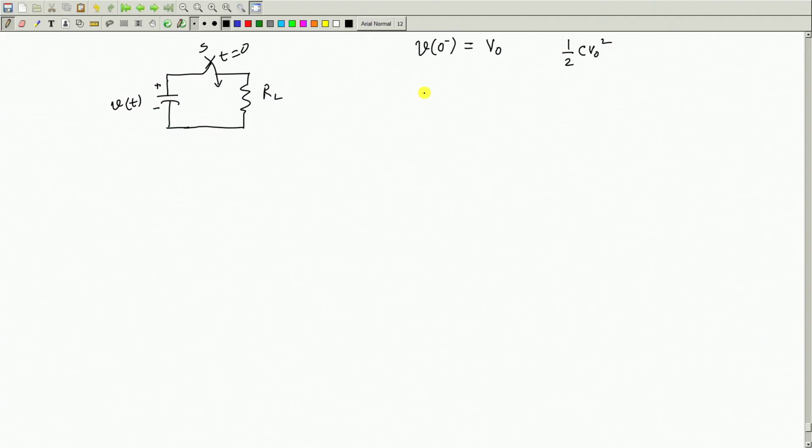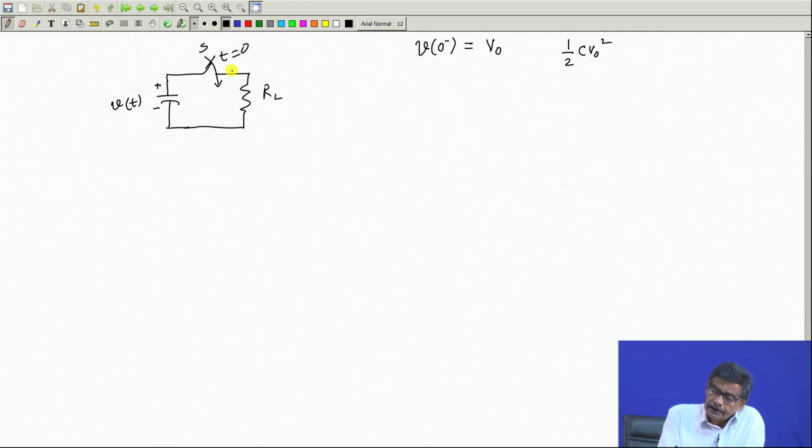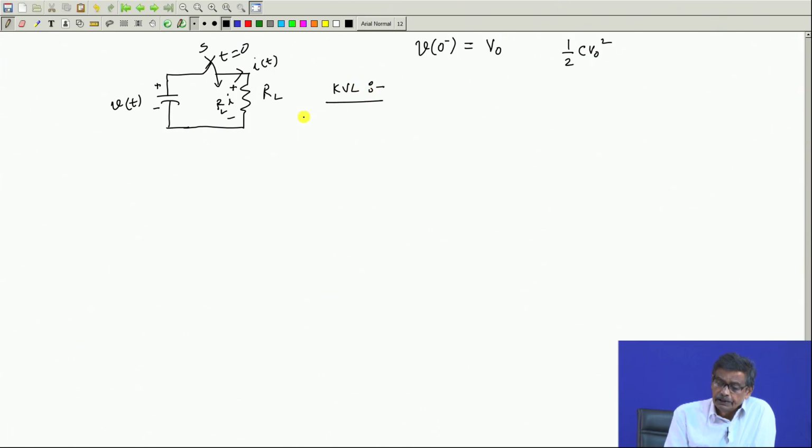So, anyway, to solve this circuit, I will say that at t equal to 0 you have closed this circuit, and let at any instant of time the current be i(t) in this circuit. The moment I show that, I should not forget to show the polarity of the voltage drop across R L. It will be plus minus like this, and the voltage across the plates of the capacitor is like this. Therefore, I will apply KVL in this circuit.